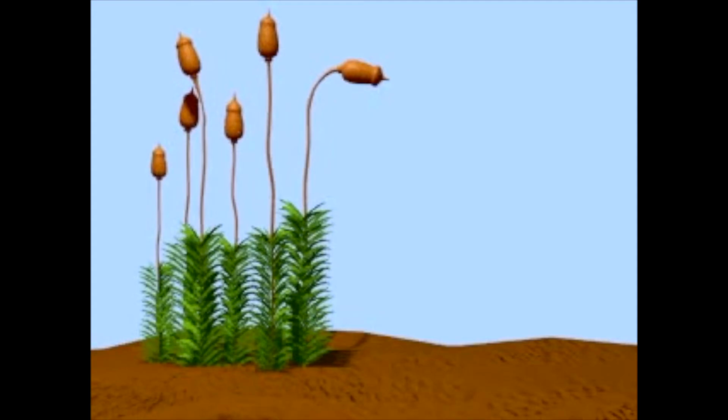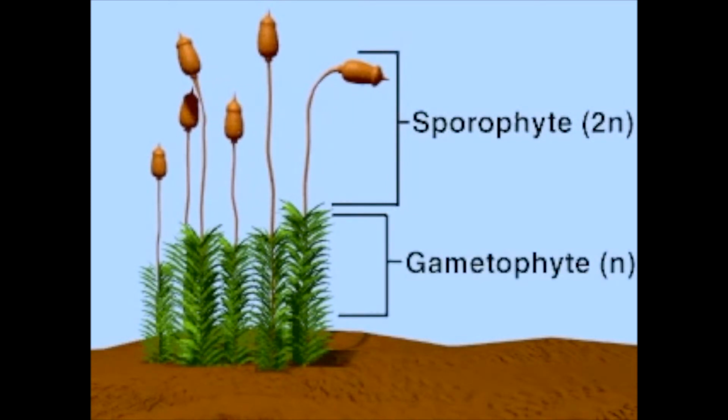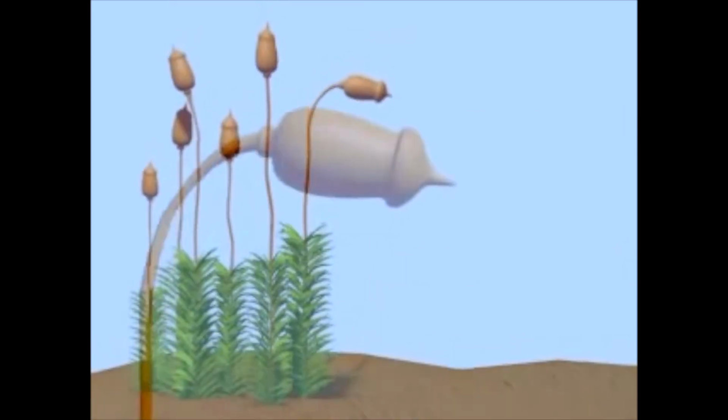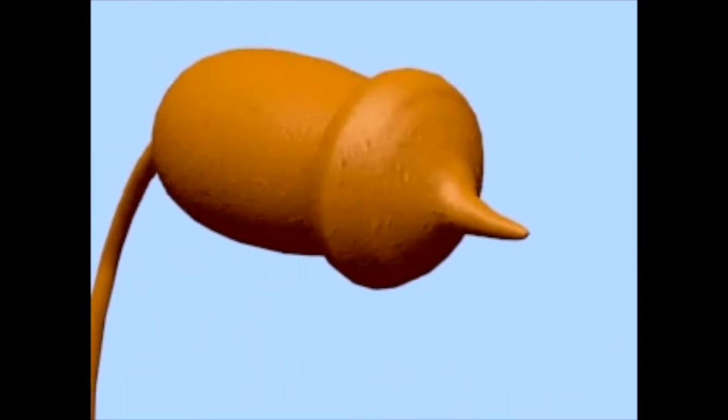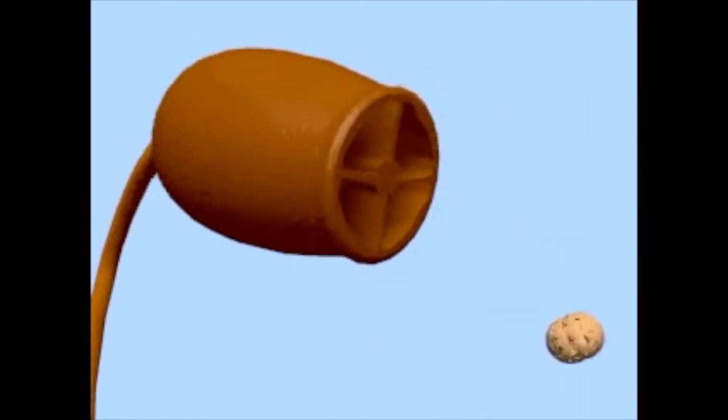Mosses alternate between the haploid gametophyte and the diploid sporophyte during their life cycle. The sporophyte generation in bryophytes develops from the gametophyte. Sporophytes receive much of their nutrition from the gametophyte. Spores are produced by meiosis in the capsule of the sporophyte. The spore capsule ripens, bursts, and releases the spores.